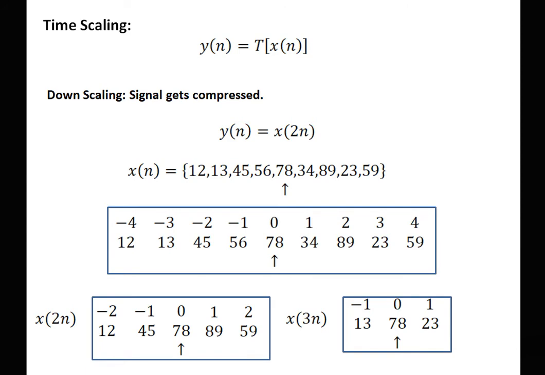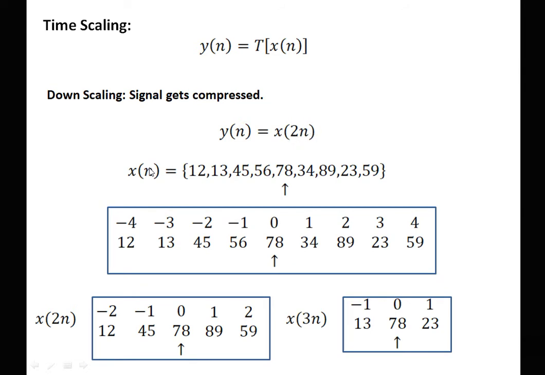Next is the time scaling operation. Formula is y of n is equal to T of x of n. Two ways are there, downscaling and upscaling. Now downscaling, signal gets compressed. Now see here, y of n is equal to x of 2n. Now you can check that when n is 0, x is 0. When n is 1, x becomes 2. Means what? We are taking the alternate values.